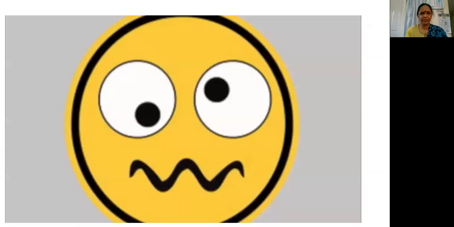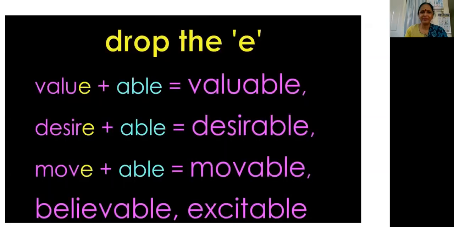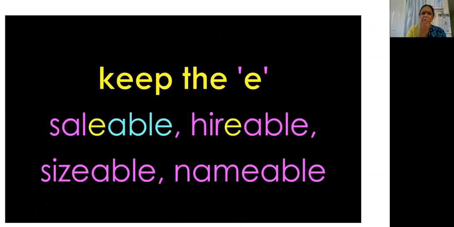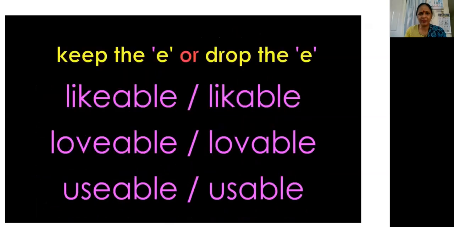If the root word ends in E, then we usually drop the E. Value plus able, valuable. Desirable, movable, believable, excitable. But words that keep the E are saleable, hireable, sizable, nameable. The best way to remember these is to memorize them. But drop the E or keep the E, both of these are correct in these words. Likeable with an E or without an E. Lovable, E, no E. Usable, E, no E.